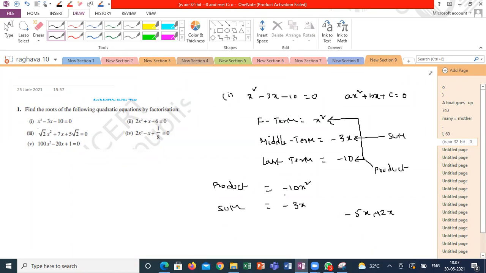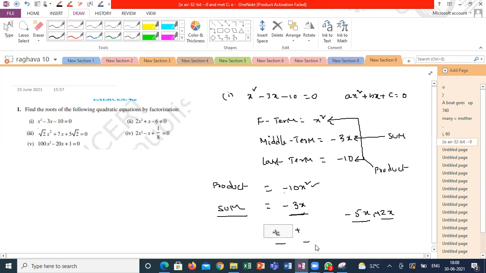See, whenever the product is negative, compulsorily one part must be negative, another part must be positive. If the bigger one is negative, the sum is negative. If the bigger one is positive, the sum is positive, but the product is negative. If the product is positive, there are two possibilities, both are positive or both are negative. That depends upon the sum sign. So we can understand this slowly and arithmetically when you are doing the numericals.